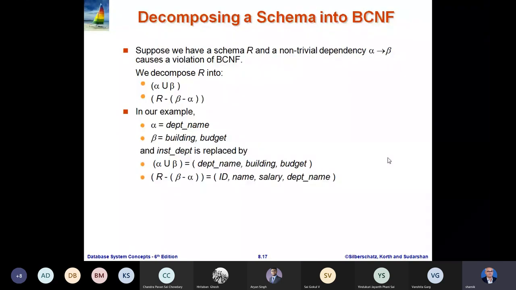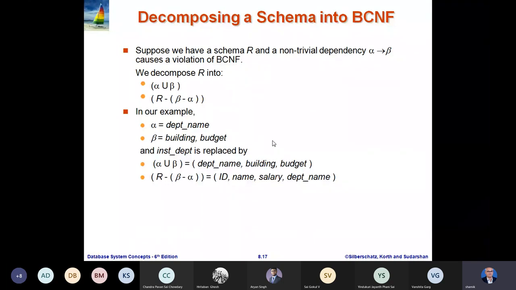But remember, and we'll see some examples, it is not necessary that this first level of decomposition will always result in schemas which are in BCNF. So in this example, these are in BCNF. These two schemas that are shown at the bottom: department name, building, budget, and the other is ID, name, salary, department name. But we of course had one simple such FD which was getting violated, and we could actually decompose into two schemas which are then in BCNF.